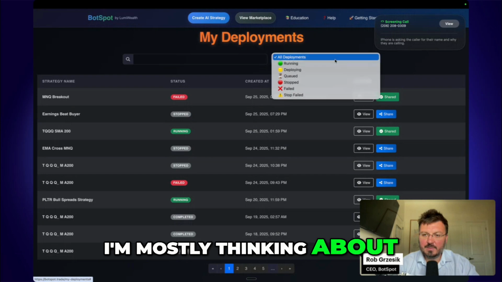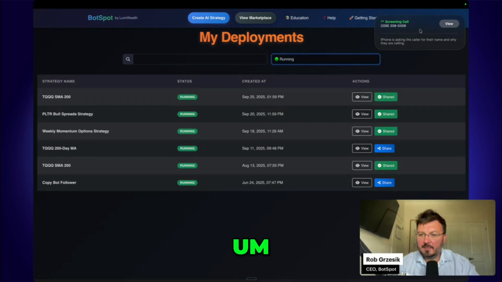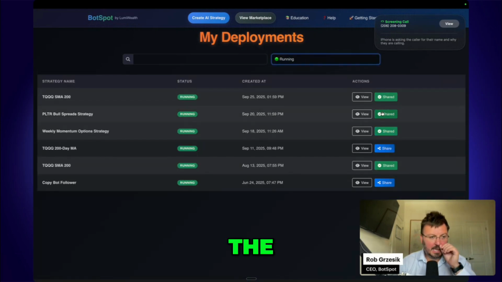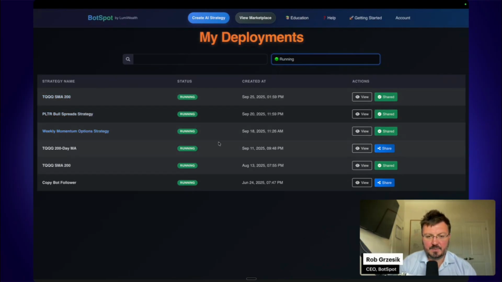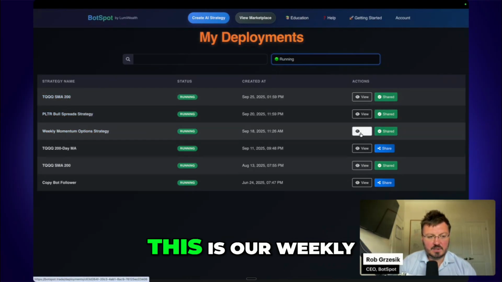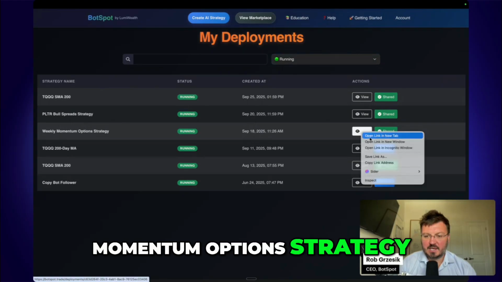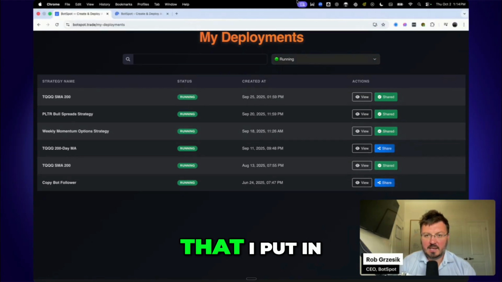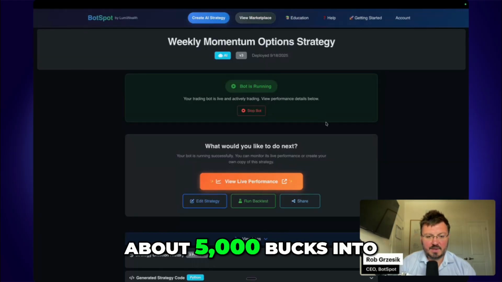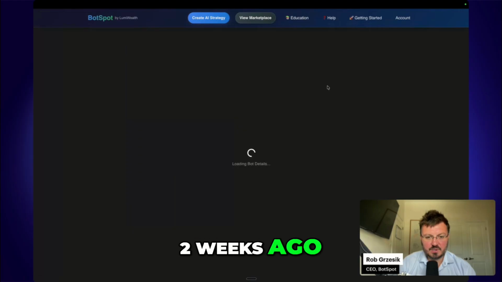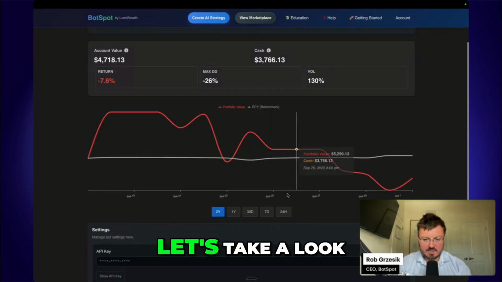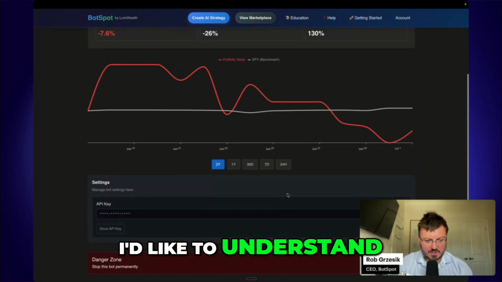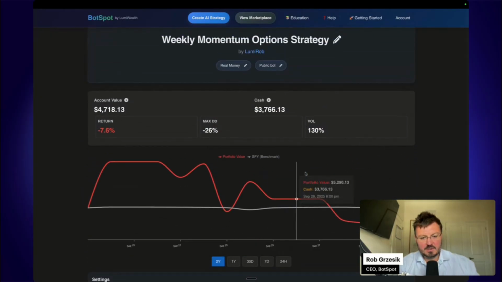I'm mostly thinking about the strategies that I ran recently. So if we look here, this is our weekly momentum option strategy. This is the one that I put about 5,000 bucks into 2 weeks ago. Let's see where we're at. We're down a little bit, unfortunately. Let's take a look at why. I'd like to understand the details behind this.